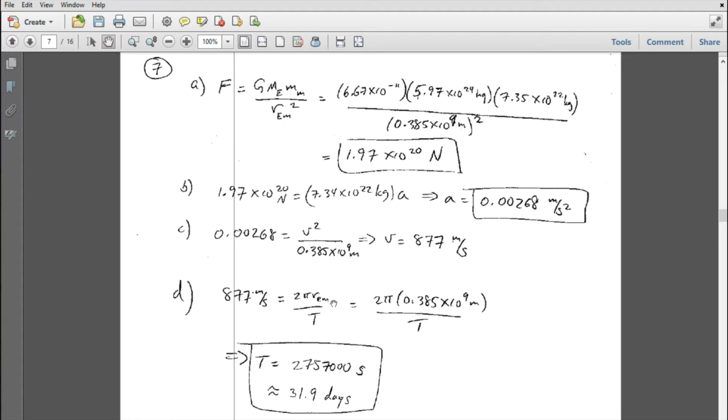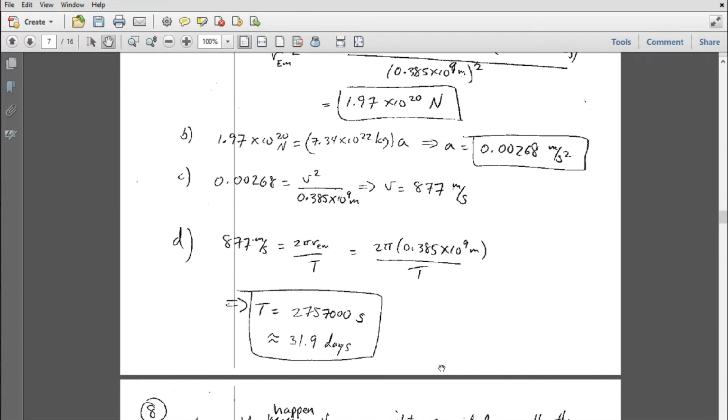Again, this r, the one you want to use for all of these problems, is the distance from the Earth to the moon. Don't use the radius of the moon or the radius of the Earth. They're not relevant for this problem. 0.385 times 10 to the 9th meters. We can say that's equal to the velocity we know and then solve for T. And we get T is about 31.9 days, or of course a huge number of seconds.